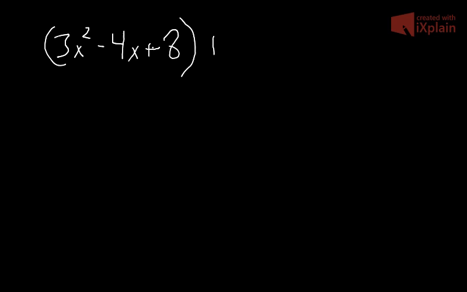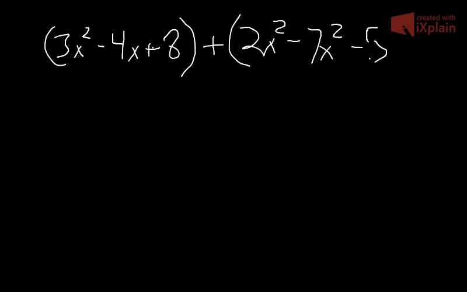Let's try a new one. This time I want to add two trinomials together, so that's something a little more complex. How about 3x squared minus 4x plus 8? And let's add that entire quantity to 2x squared minus 7x minus 5. So we're going to be using the same concept here. We just have a couple more terms to look at.